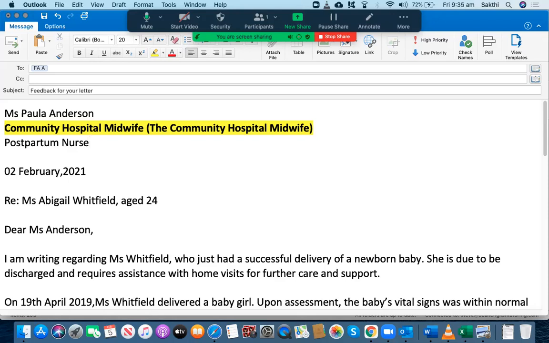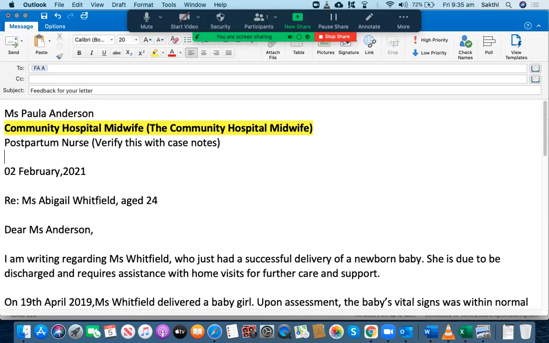And then she has written postpartum nurse. I don't know why she has written this. If it is community hospital midwife, then you don't need to use postpartum nurse here. Sorry. We'll verify this with the case notes, okay?